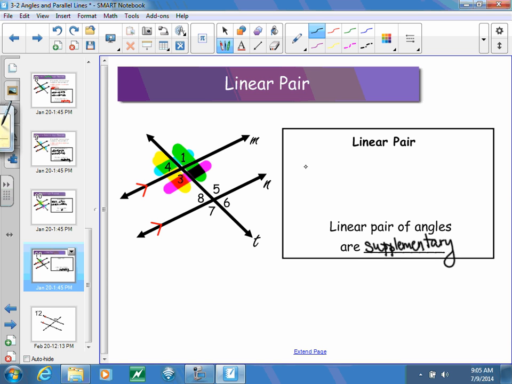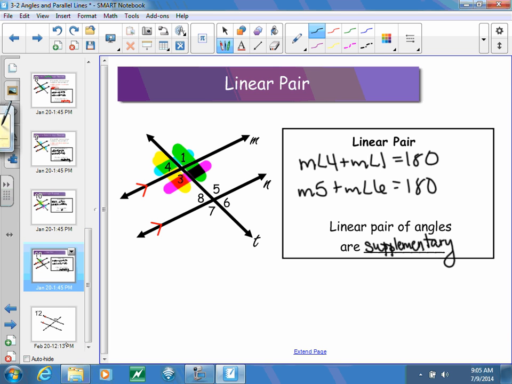I'm not going to list all of them here, but the measure of angle 4 plus the measure of angle 1 equals 180. The measure of angle 5 plus the measure of angle 6 equals 180. And there's a lot of different pairs that can be written out here, 8 of them to be exact.